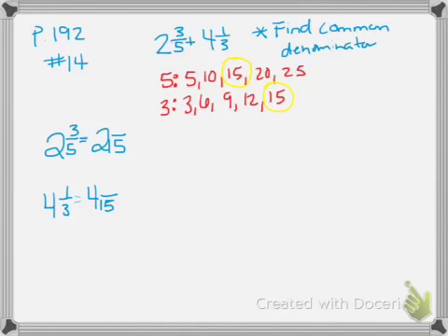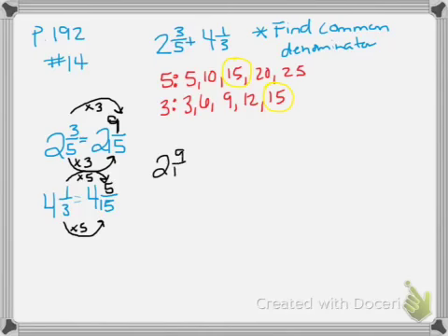Now our next step is to figure out what we had to multiply our denominator by to get to 15. So 5 times 3 is 15. Therefore, 3 times 3 is 9. And 3 times 5 is 15, and so 1 times 5 is 5. So here are my new fractions: 2 9/15 plus 4 5/15.